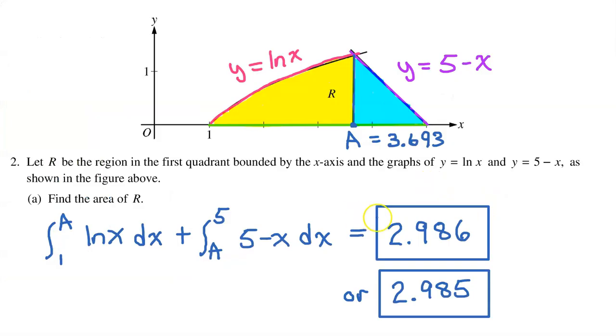Kabam! 2.986 if you round, or 2.985 if you truncate.